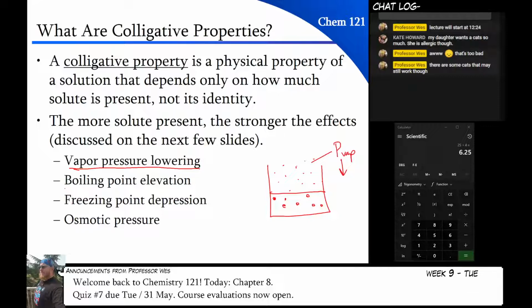Boiling point elevation and freezing point depression are going to be extensions of this one. More so boiling point elevation. Freezing point depression sort of occurs for a similar reason, but it's not directly related to the vapor pressure. And then again, we'll talk about osmotic pressure in just a little bit.